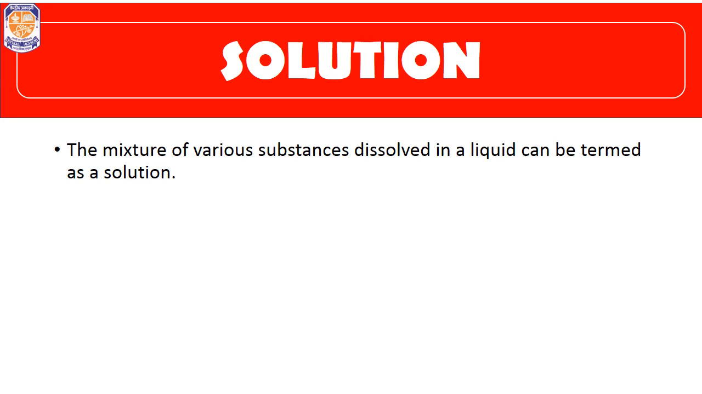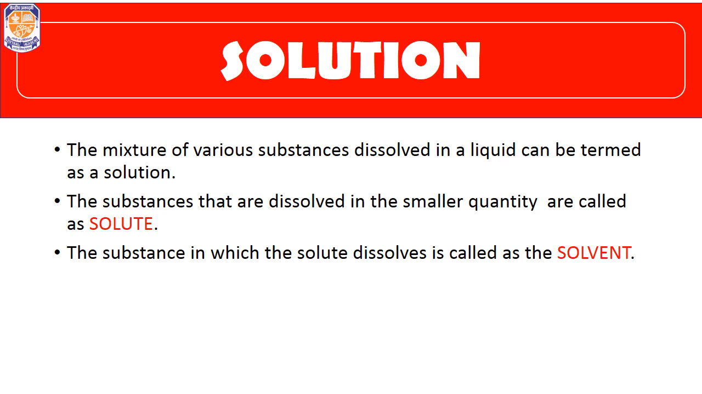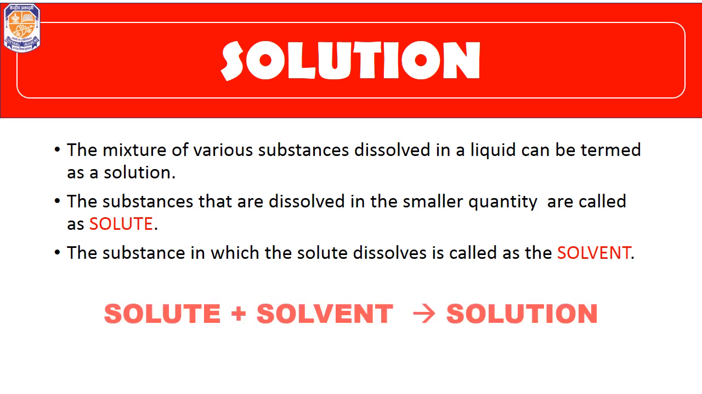So what is a solution? The definition of the solution states that the mixture of various substances dissolved in a liquid can be termed a solution. The substances that are dissolved in smaller quantities are called solute, while the substance in which the solute will dissolve is called the solvent. So remember, solute added in solvent will give us solution.